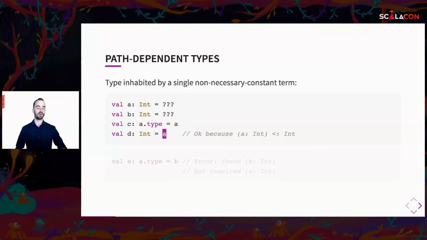Of course, we have subtyping in Scala. So the precise type a.type is still a subtype of Int. So if I want to assign that to d, which has the less precise type Int, then I can still assign a. What I cannot do, however, is this, for example. If I say that e has the type a.type, it means that what I put in e should have the same value as a, which is clearly not the case if I try to assign b.